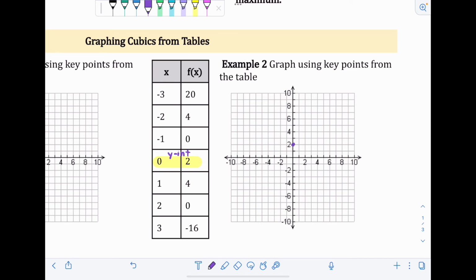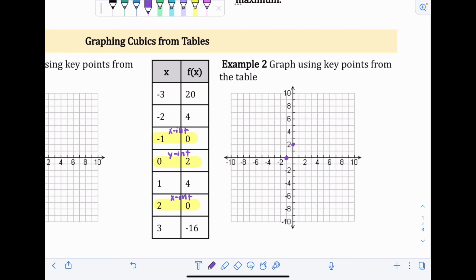So (0, 2). And then x-intercepts are when the y-coordinate is 0, so this is (-1, 0), an x-intercept. So (-1, 0) is right here. And then another one at (2, 0) is another x-intercept.